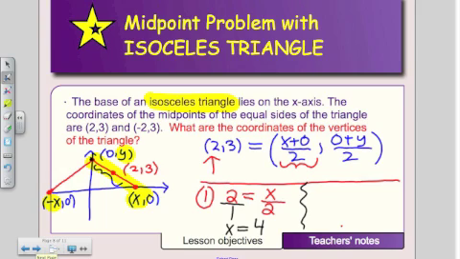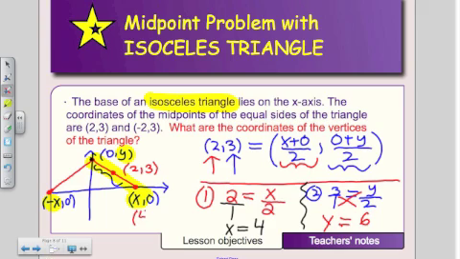We can do the exact same thing for this part of the question. 3 over 1 is equal to 0 plus y is just y divided by 2. And to solve for y, we can cross multiply. y times 1 is equal to y. 3 times 2 is equal to 6. So that means this point is going to be 4, 0, and my y point is actually going to be 0, 6.